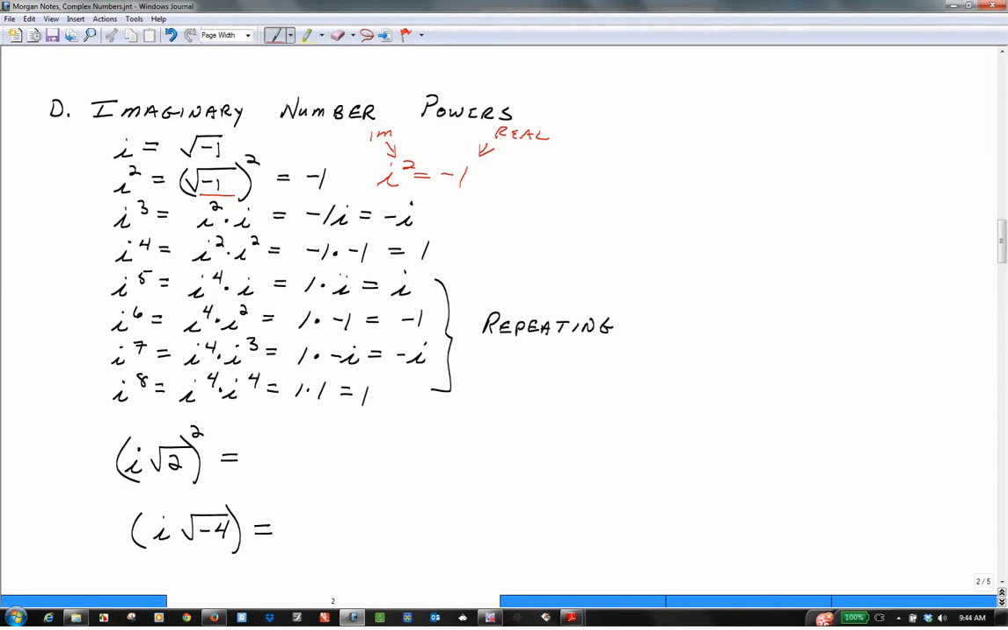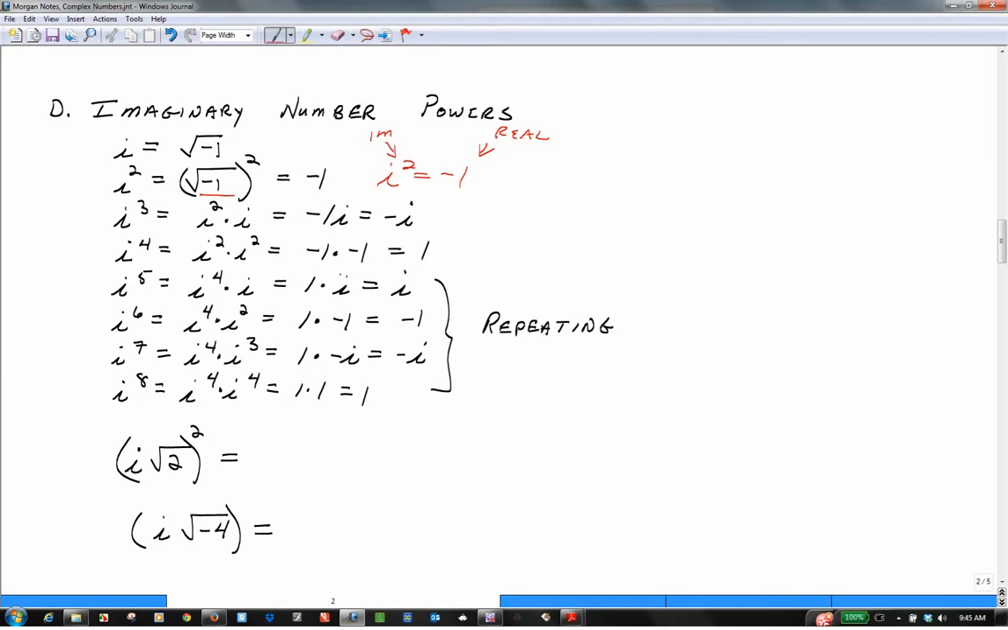Okay, let's look at what happens when I take i cubed. I can think of i cubed as i squared times i. We know i squared is a negative 1, so that would be a negative 1 times i. So i cubed is the same thing as negative i. Now, you don't have to memorize that. You can figure it out just because you know that i cubed is equal to i squared times i, and i squared is a negative 1.